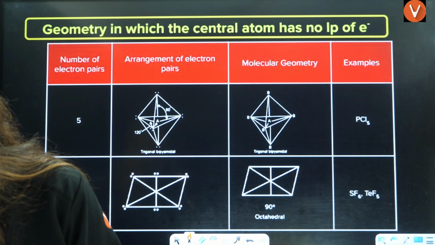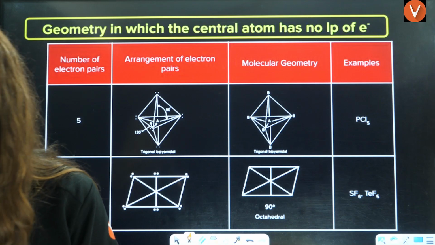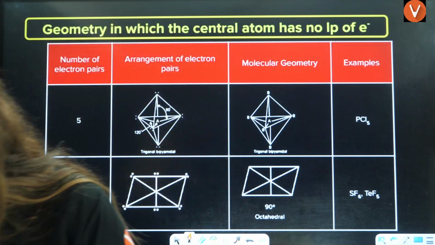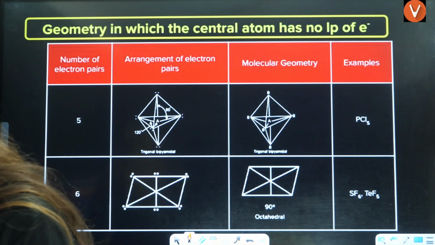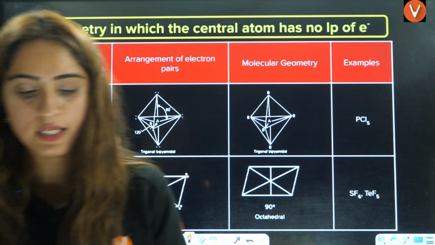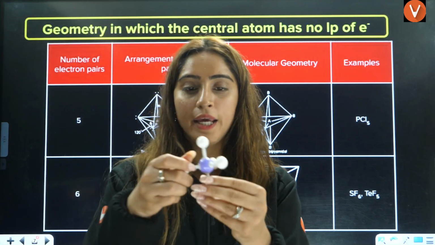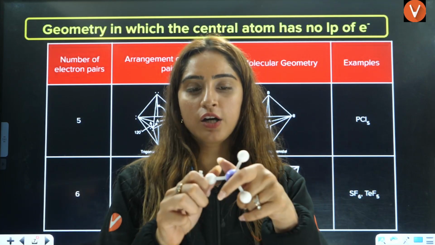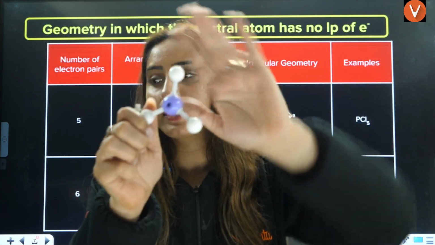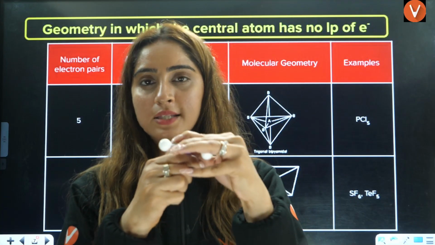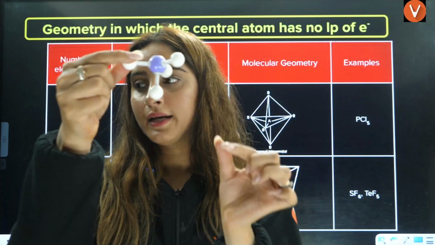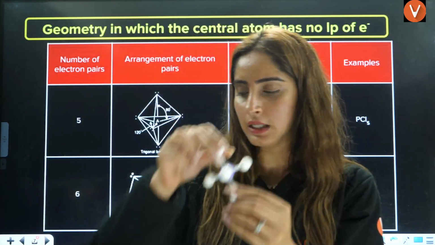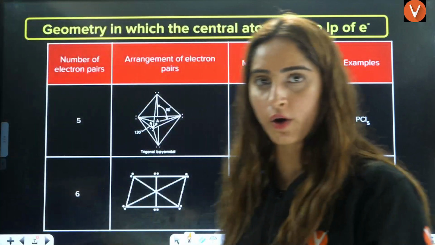Let me just show you that. See, here you have this thing. Trigonal means a triangle, right? This is a triangle. And bipyramidal means here you are forming a pyramid, and here you are forming a pyramid. That is trigonal bipyramidal, right? That also is trigonal bipyramidal.